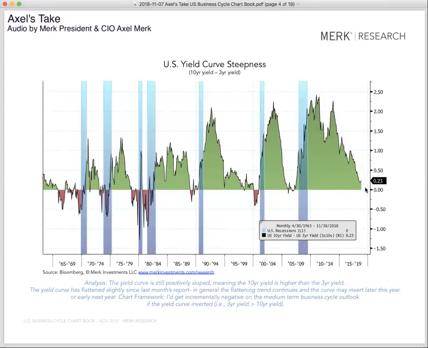Now, the reason it gets the attention now is because we might get this inversion of the yield curve, meaning short-term rates are higher than long-term rates. Note here in the 60s, for example, there's been a false signal. Also, it doesn't always mean that a recession is imminent. You see that in the 80s as well.